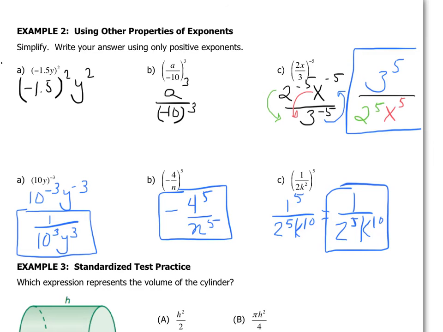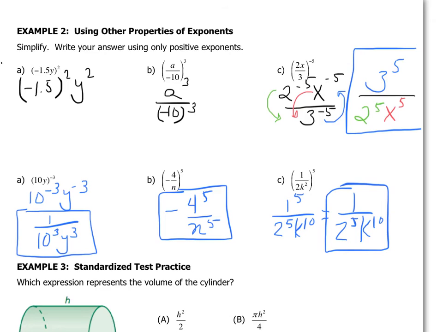The first one again is power of a product, 2 bases, so 10 to the negative third times y to the negative third. Both of those are negative exponents, so they're going to flip into the denominator and become 1 over 10 to the third y to the third. On the second one, we're basically going to be ending up with negative 1 to the fifth, which becomes a negative because it's an odd number of negatives. 4 to the fifth, n to the fifth is the power of a quotient.